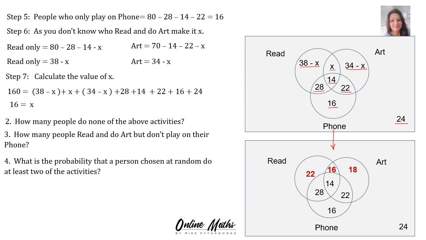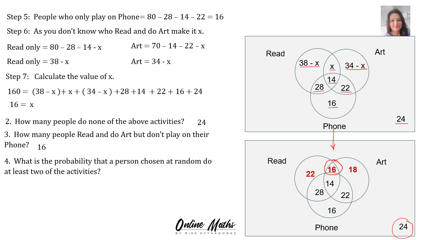Number 2, how many people do none of the above activities? And that is 24. That is that number over there. Number 3, how many people read and do art but don't play on their phone? Read and do art but don't play on their phone. It's 16. It's this 16 over there.